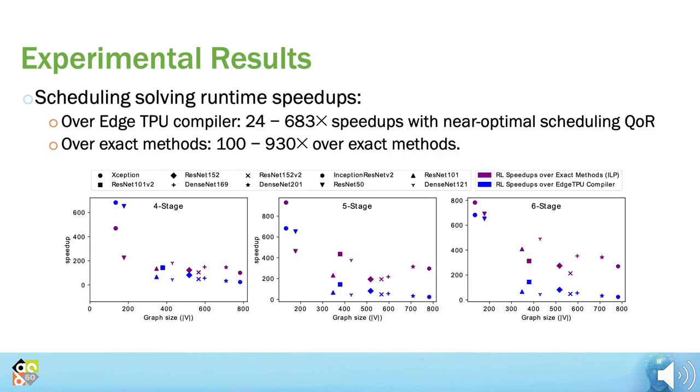Additionally, RESPECT demonstrates considerable speedup in scheduling runtime over both the exact method and the Edge TPUs compiler. Compared to the Edge TPUs compiler, RESPECT offers up to 683 times speedup in runtime while still maintaining near optimal scheduling results. Furthermore, when compared to the exact method, RESPECT delivers an impressive speedup in runtime of up to 930 times.